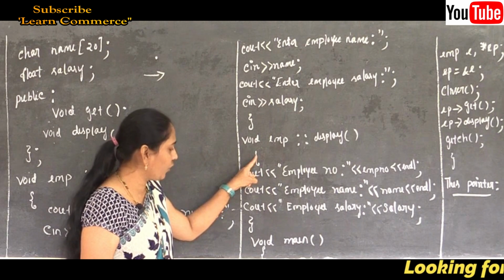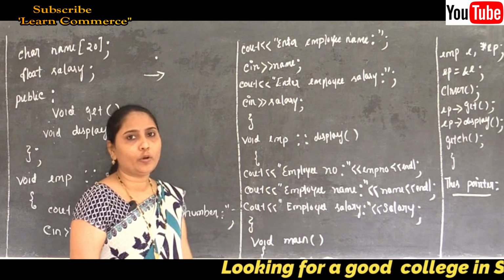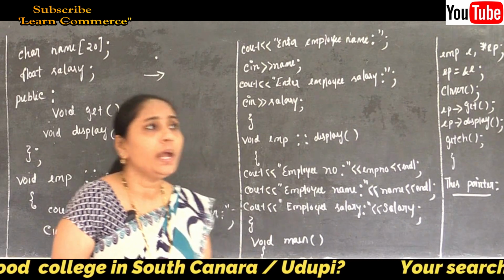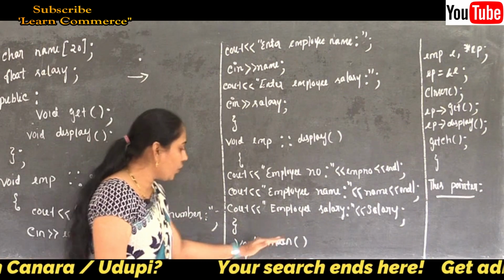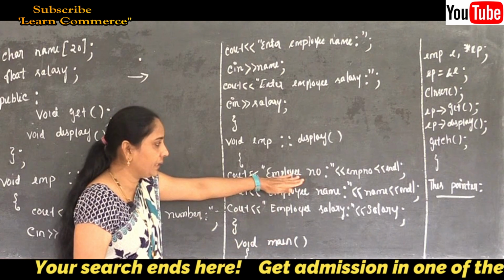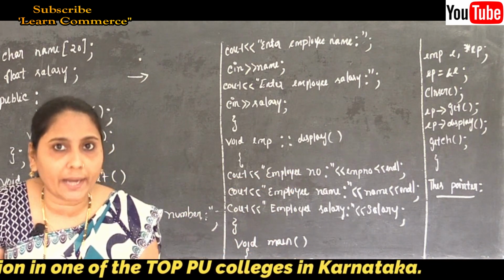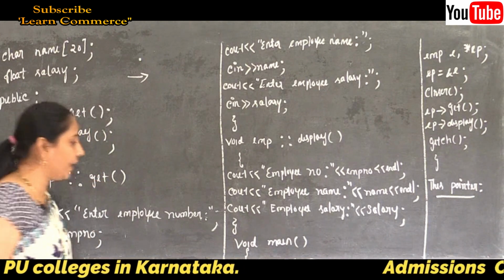Then the opening flower bracket, such flower bracket is going to close, and later we know that we need to use the member function. So that means we already wrote the member functions, and later what is the main function we need to write. So I am going to use void main.